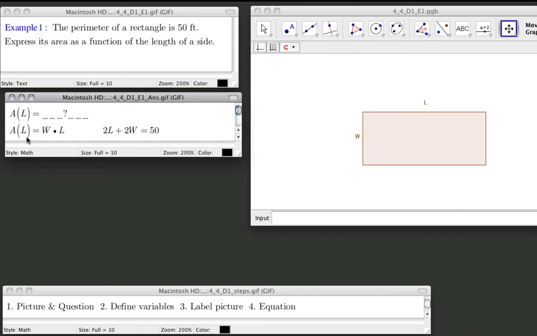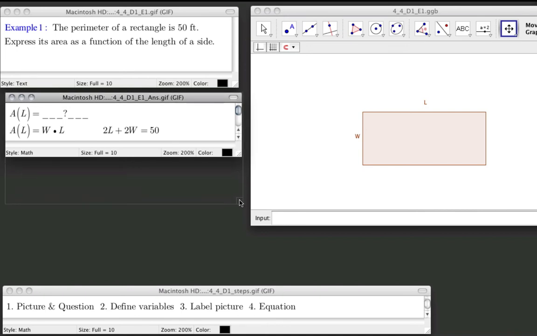I know that the formula for area of a rectangle is length times width, so my equation and my function are almost complete. The only problem is this w right here. If I'm going to write area as a function of just the length, this L variable here is okay, the w needs to go. I'll take my equation, solve it for w, and substitute it in so that only L's will appear on the right side of my function.